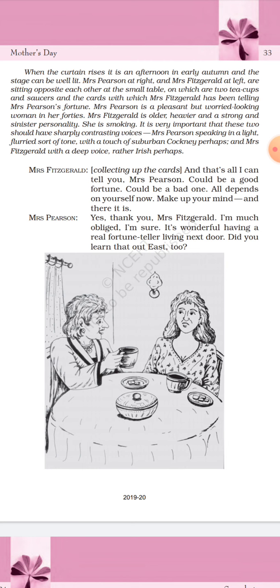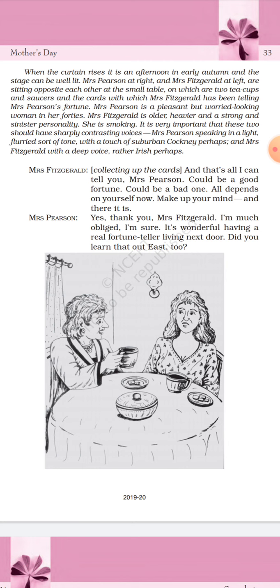with which Mrs. Fitzgerald has been telling Mrs. Pearson's fortune. So Mrs. Fitzgerald has learned to tell fortunes with the cards. Both ladies are sitting there with the tea, and she's telling her fortune. Mrs. Pearson is a pleasant but worried looking woman in her forties. Mrs. Pearson is around 40 years old and a worried looking woman.